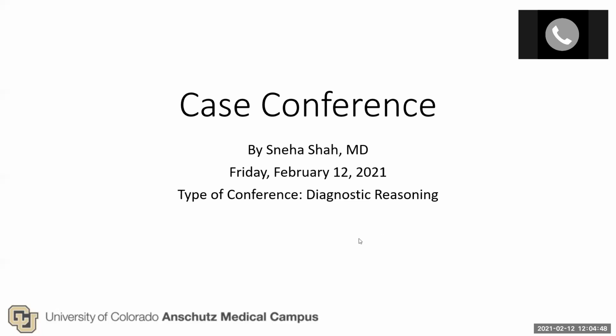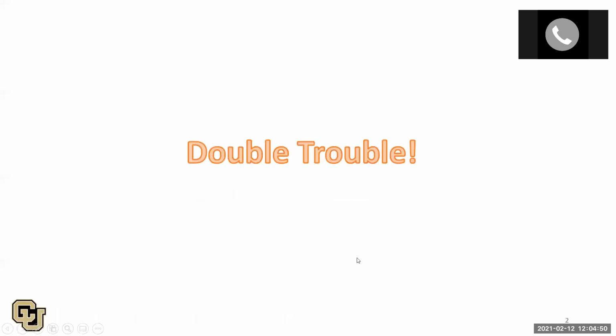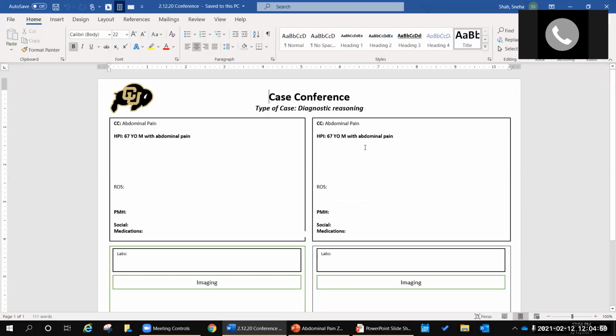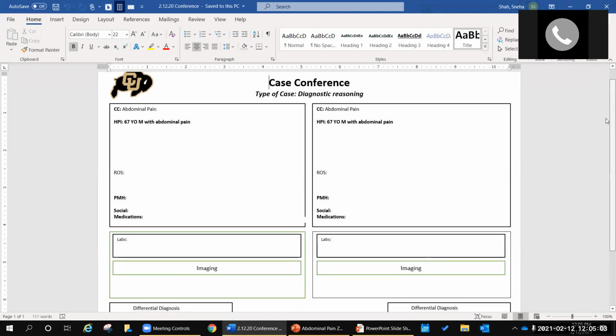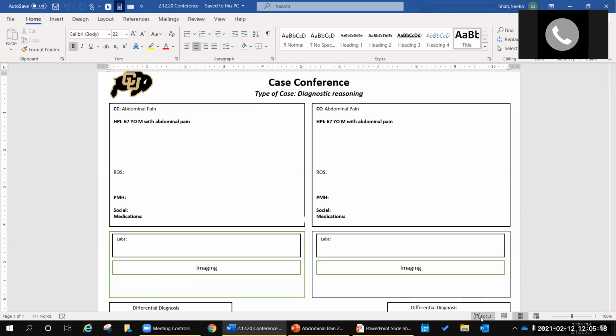We're going to have a diagnostic reasoning conference today. It's a little bit of a different style than what we've done, so we'll see how this works. Today, what I thought we would try is a case where we have two very similar patients, and when you ask a question, I'll give you the information for both patients, and then we'll see what makes them different and why the diagnosis is what we arrive at.